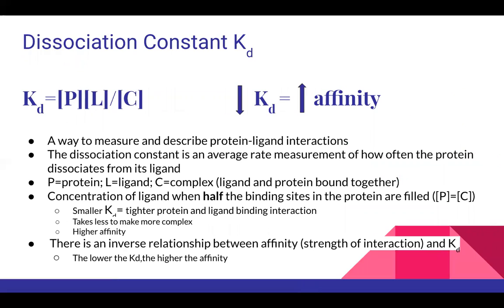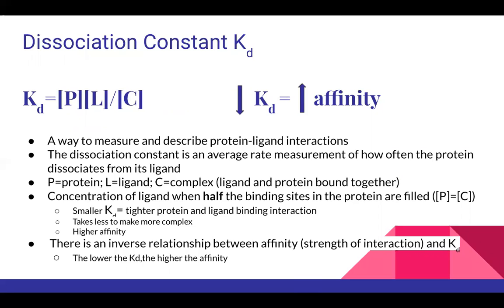So the concept we talked about in relation to affinity is the dissociation constant. This is just a way to measure and describe protein-ligand interactions. It's the average rate measurement of how often the protein dissociates from the ligand, and it's the concentration of the ligand when half the binding sites in the protein are filled, or when the protein concentration equals the complex concentration.